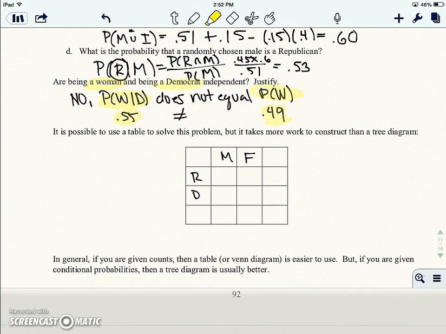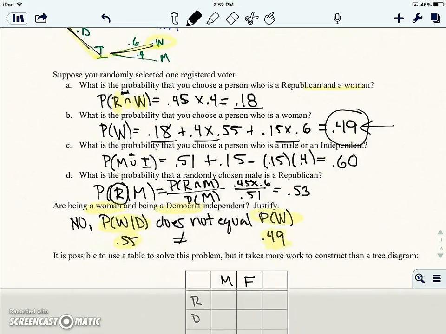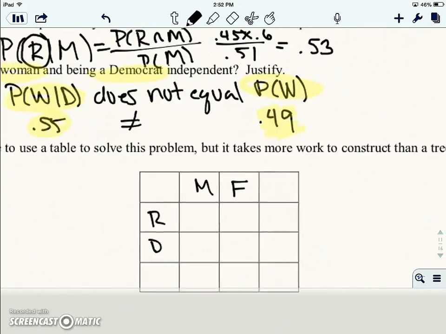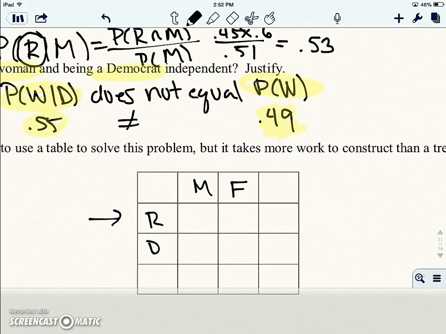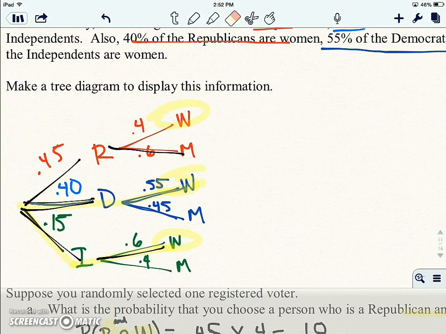It is possible to use a table to solve this problem, but it takes more work because you not only have to construct the tree diagram, or the thinking of the tree diagram, then you use its pieces to construct the table. For example, in this table, if we've got Republican and male, you would go down the tree.